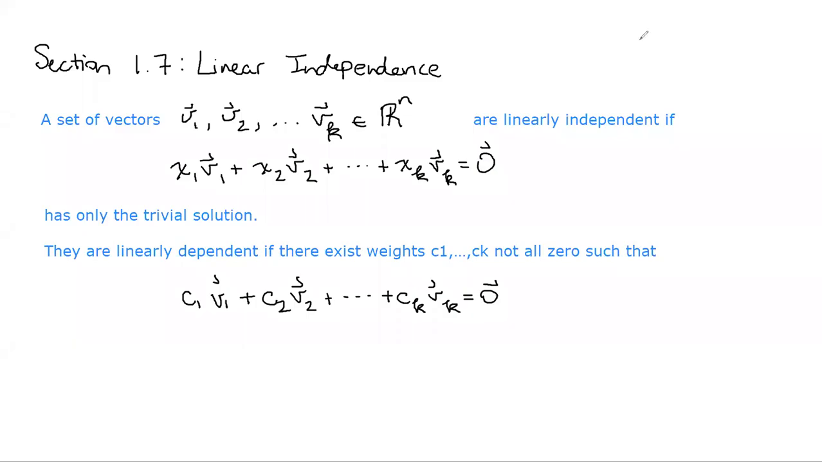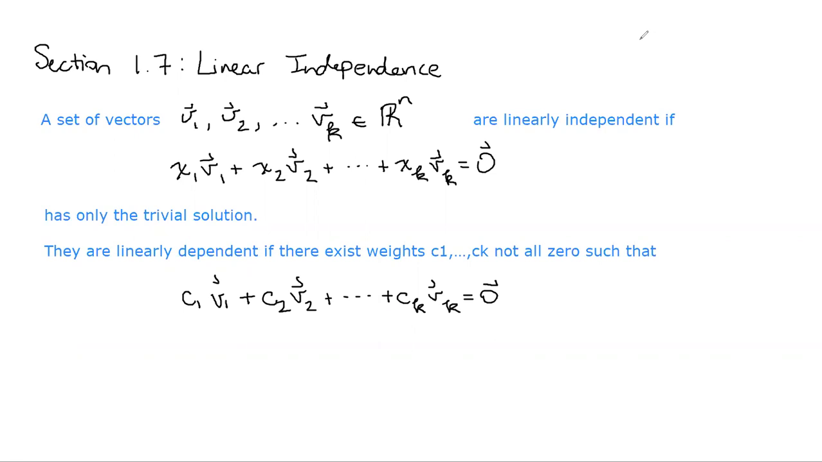Today we're going to be talking about section 1.7, linear independence. In the last video, we talked about homogeneous systems, so systems of vectors where they equaled the zero vector. Now it turns out if you have a homogeneous system of equations, you always have a solution. You have the trivial solution, the solution where all of your variables equal zero.